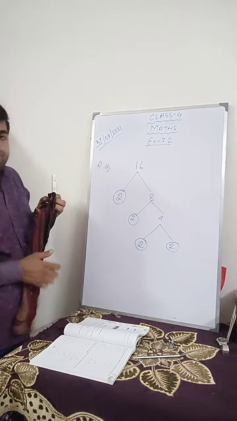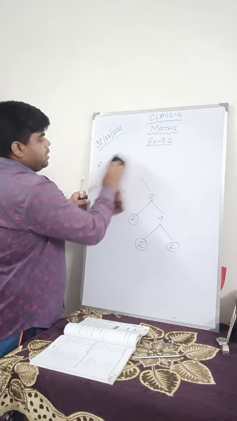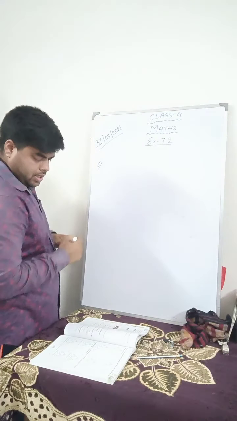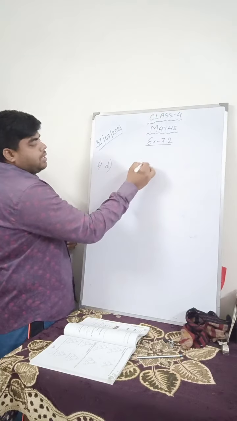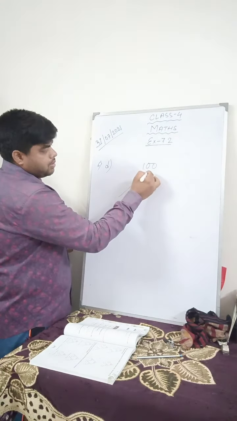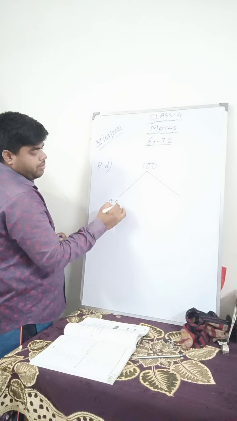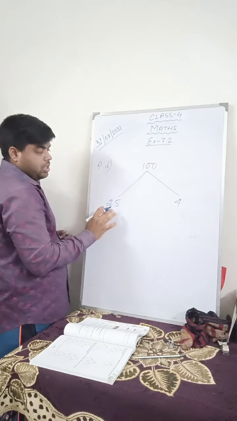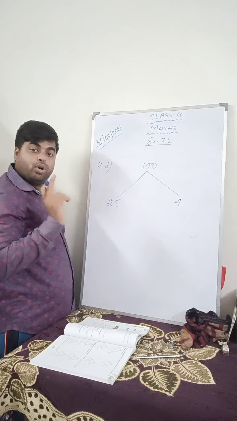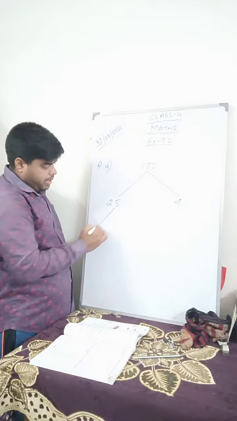Now suppose number D. In question number D, the number is 100 and they have already given you, you break this, one is 25 and the other is 4. Now neither 25 nor 4 is a prime number, both are composite numbers. So you have to divide these two again.